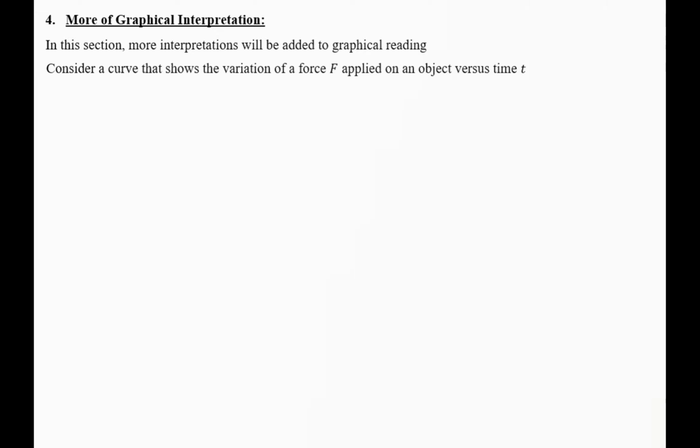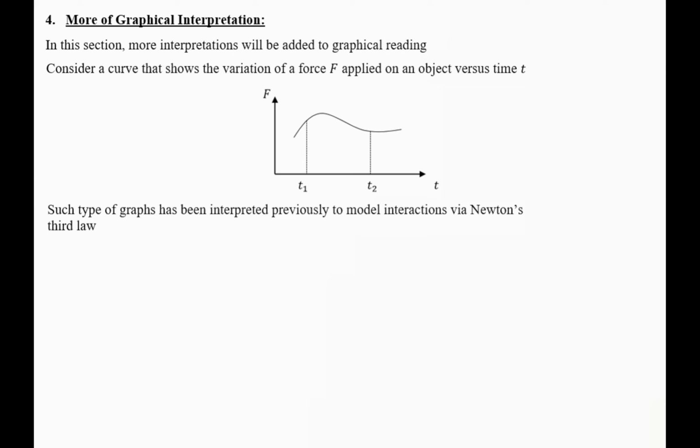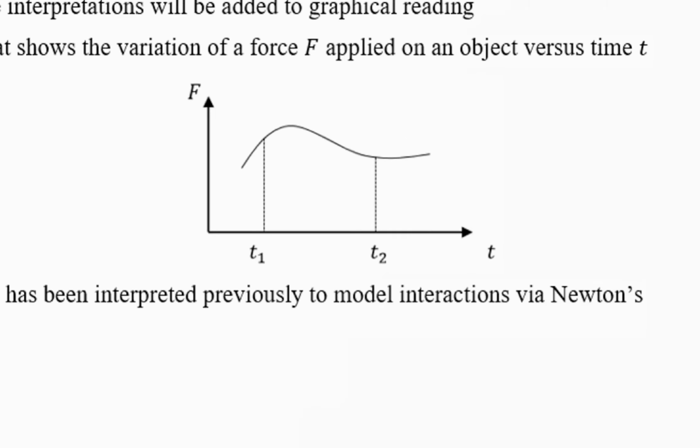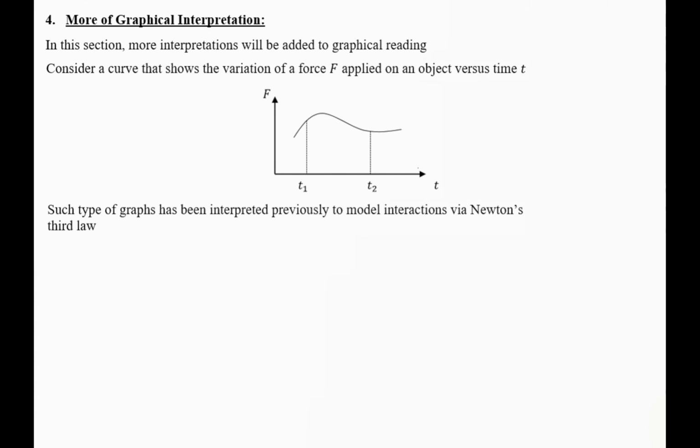Now more of a graphical interpretation, section 4. In this section, more interpretations will be added to graphic reading. Consider a curve that shows the variation of a force F applied on an object versus time t. So we have F versus t. Now we know that one graphical interpretation is the area under the curve. Such type of graphs has been interpreted previously to model interactions via Newton's third law. Moreover, this type of graph, which is F versus t, has been interpreted previously to dictate Newton's third law coupled with another graph.